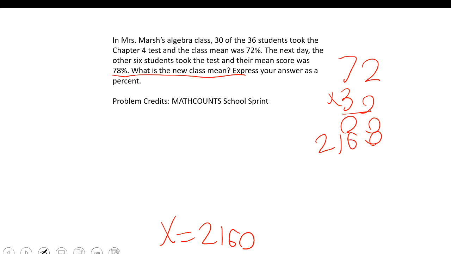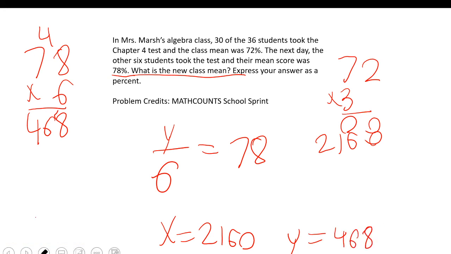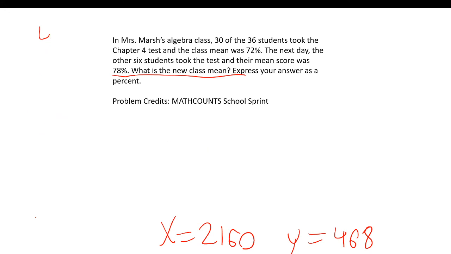The next day, the other 6 students took the test, and their mean score was 78%. Let's let their sum be y, and their mean was 78%. y is equal to 78 multiplied by 6. We can just compute that by hand. 8 times 6 is 48. 7 times 6 is 42. 42 plus 4, that's 46. 468 is y. And we have everything we really need. We don't need these computations anymore. We have our x and y values.